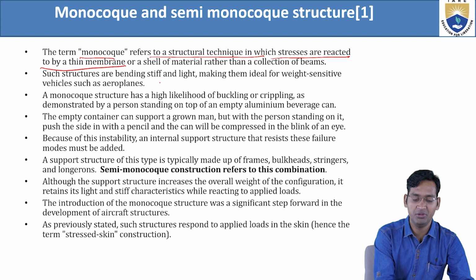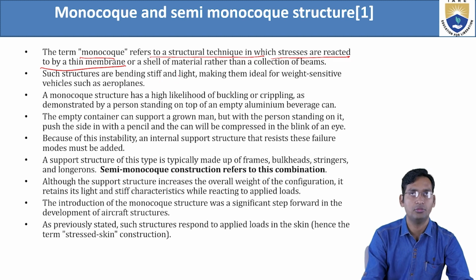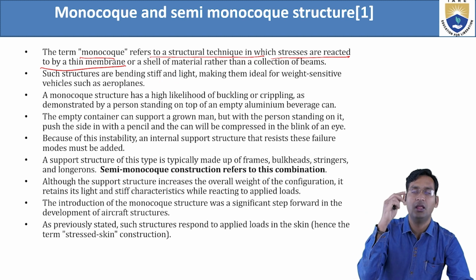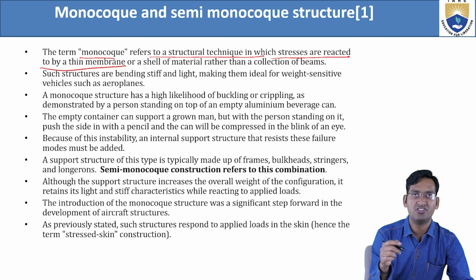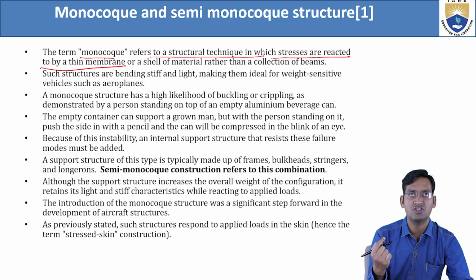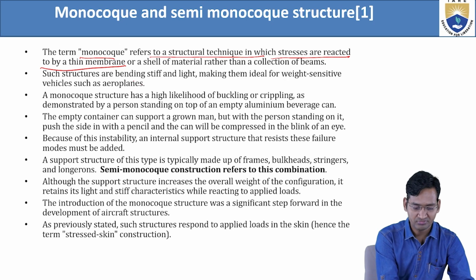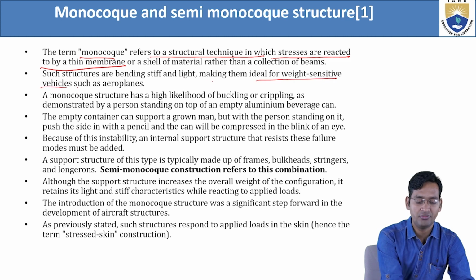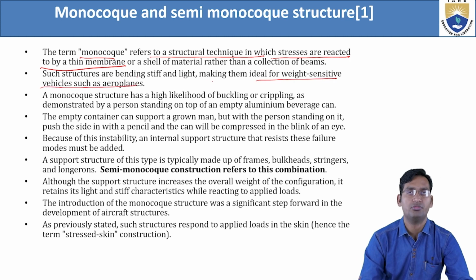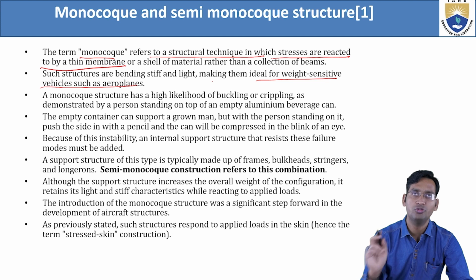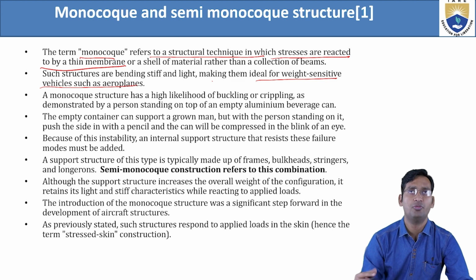Such structures are stiff and light, because the skin is very thin and very flexible also. Once load acts on the skin, it will distribute it. So that structure is lighter and stronger also. Bending stiff and light, making them ideal for weight sensitive vehicles such as aeroplanes. Wherever weight sensitive things are there, we can use this type of structure.